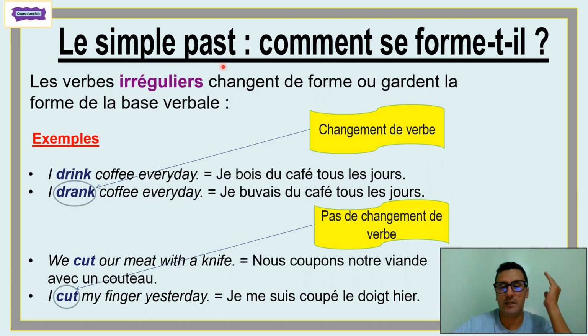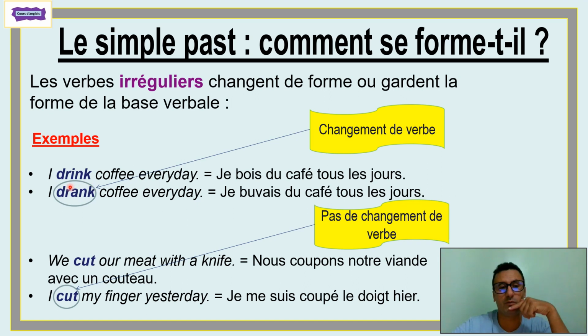Le simple past, comment se forme-t-il? Les verbes irréguliers changent de forme ou gardent la forme de la base verbale. C'est-à-dire, prenons par exemple le verbe to drink, qui veut dire boire. Quelques exemples. I drink coffee every day. Je bois du café tous les jours.